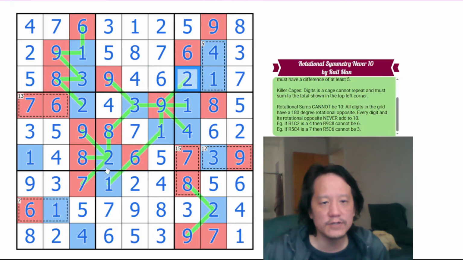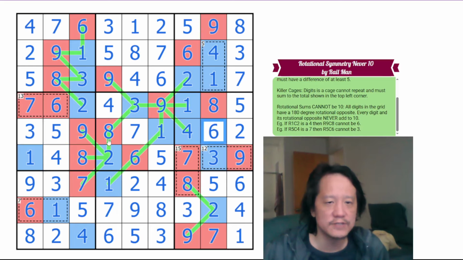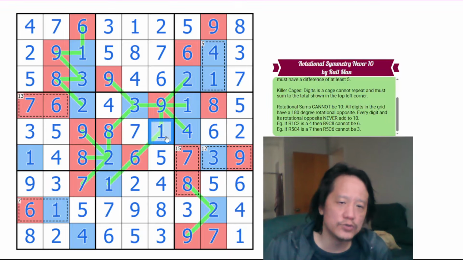9, 4 is 13. 4, 2 is 6. 6, 1 is 7. 2, 7 is 9. 1, 3 is 4. 7, 9 is 16. 5, 1 is 6. 8, 4 is 12. 1, 8 is 9. 9, 2 is 11. 3, 6 is 9. 4, 5 is 9. 2, 7 is 9. 6, 3 is 9. And 7, 9 is 16. 3, 2 add up to 5. 5, 6 add up to 11. 9, 4 add up to 13. And 8 and 1 add up to 9.